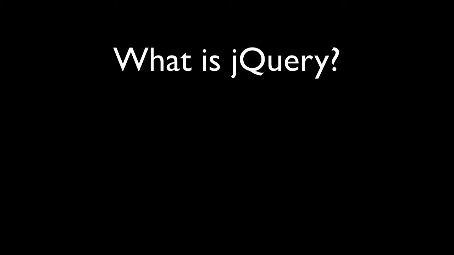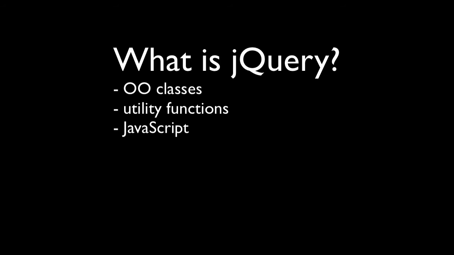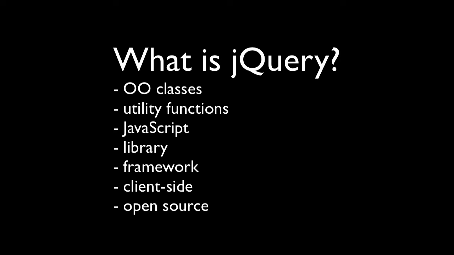From a programmer's perspective, jQuery is a collection of OO classes and utility functions written in JavaScript, packaged in libraries, and made available as a framework. Its main purpose is to provide client-side scripting support for web pages. Programmers download one or more of these libraries and use them on their sites. Each library has an API that programmers use to access the methods and define attributes. jQuery is open source and hence free.